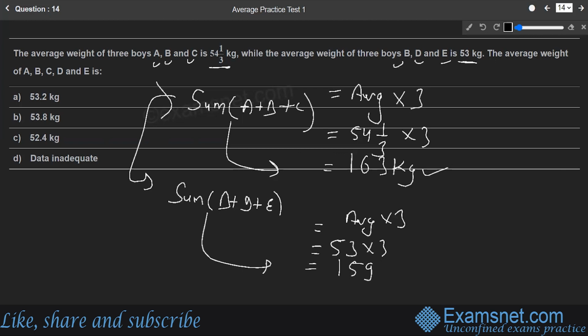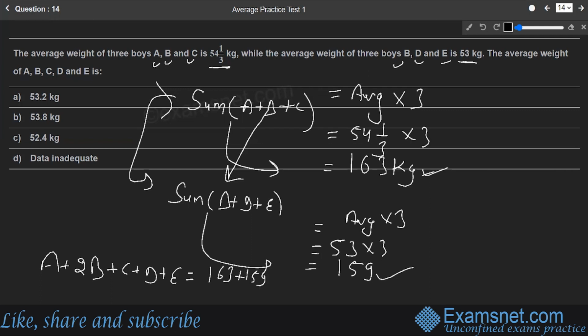Okay, so if we add the first sum and the second sum, what will we get? We'll get A plus 2B, because B is included twice, plus C plus D plus E, is equal to, on the right hand side, 163 plus 159. We will easily be able to do 163 plus 159.